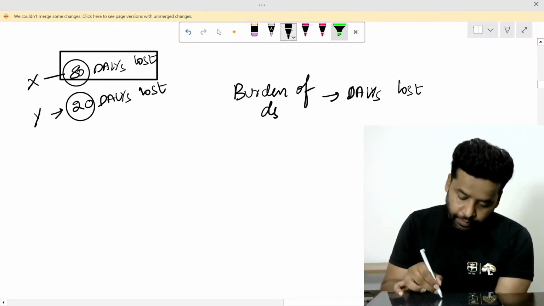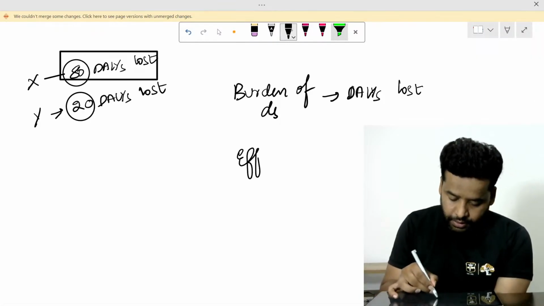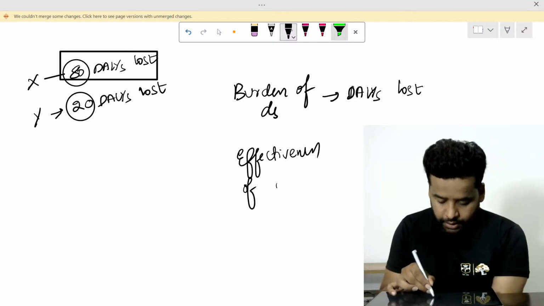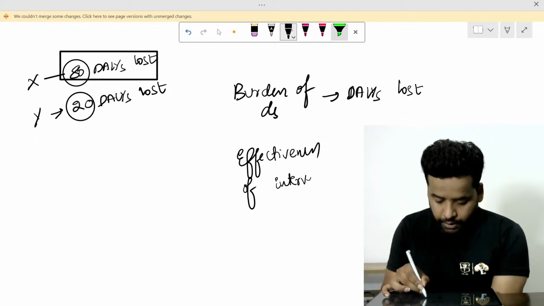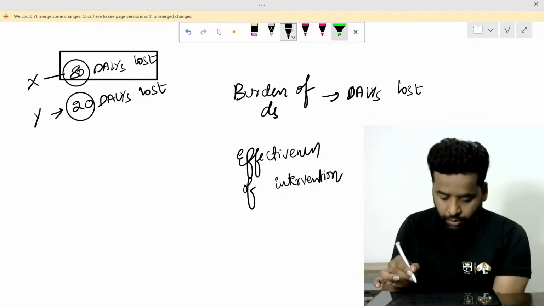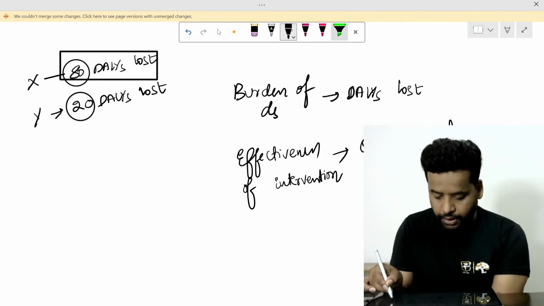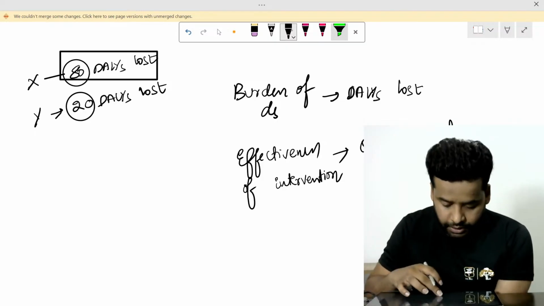If they ask how good is the intervention, the effectiveness of any intervention, then out of DALYs and QALYs, your answer should be QALYs gained. The intervention which is giving more QALYs is better. QALYs gained by the intervention.